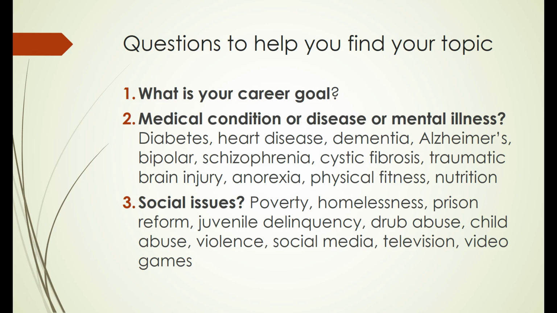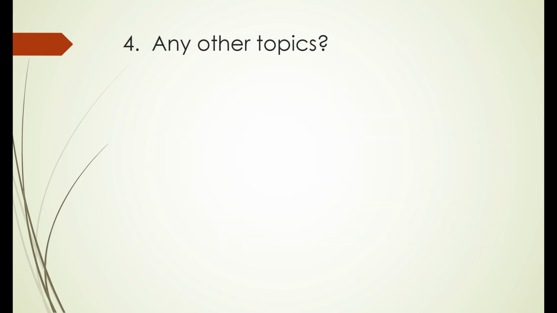Maybe you want to research a medical condition or disease or mental illness, something like Alzheimer's or schizophrenia or heart disease or dementia. Maybe there's something that you would like to know more about and you'd like to look at its prevention or cure or diagnosis. Certainly I've had students do research on a lot of different conditions. Or maybe you're interested in social issues, things like poverty or racism, homelessness, juvenile delinquency, social media, violence. Again, these are not exhaustive lists. You can research things that are not related to this. These are just ideas to help get your thinking started. And maybe this has made you think of another topic.